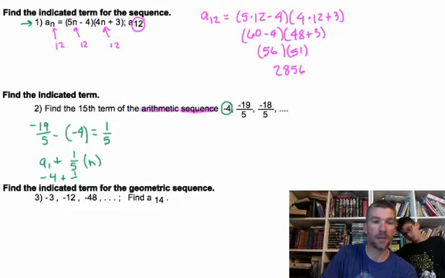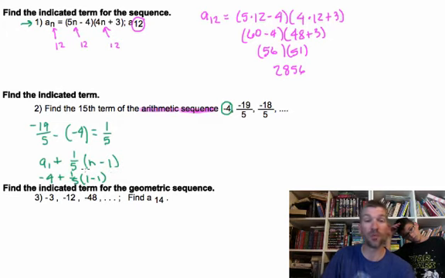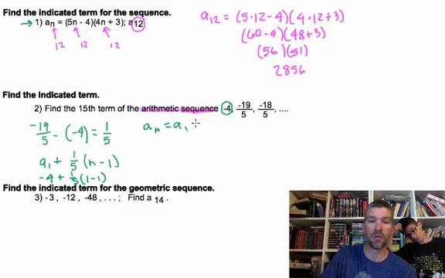So what I can do is change my formula here by maybe saying the n-1 term. So then when I look at that very first term, I can take -4, this is the first term, plus 1/5 times 1 minus 1, which is 0. And that's actually going to work for this guy because it's -4. And then when I put a 2 in here, that would be 2 minus 1, so -4 plus 1/5, which gets me the -19 fifths. So to find the 15th term, I use this formula right here.